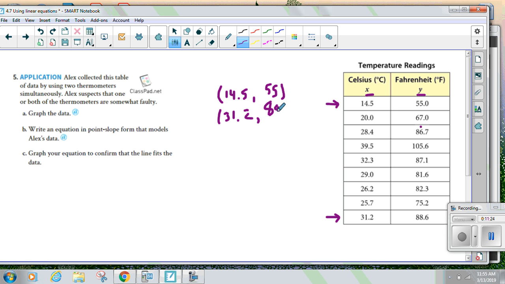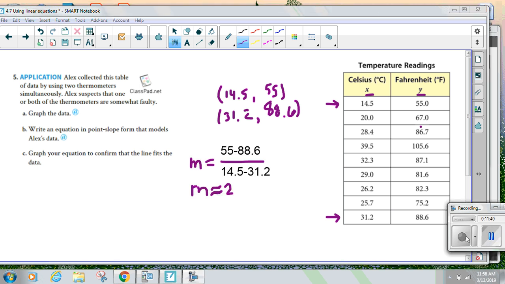Now I have 2 points, which means I'm probably going to want to use point slope form, right? But before we use point slope form, we need to actually find a slope. So I'd like you to pause right here and use these two ordered pairs to find a slope for this line. All right, so I found my slope to be about 2. It's about 2.01. I'm going to round that to 2.